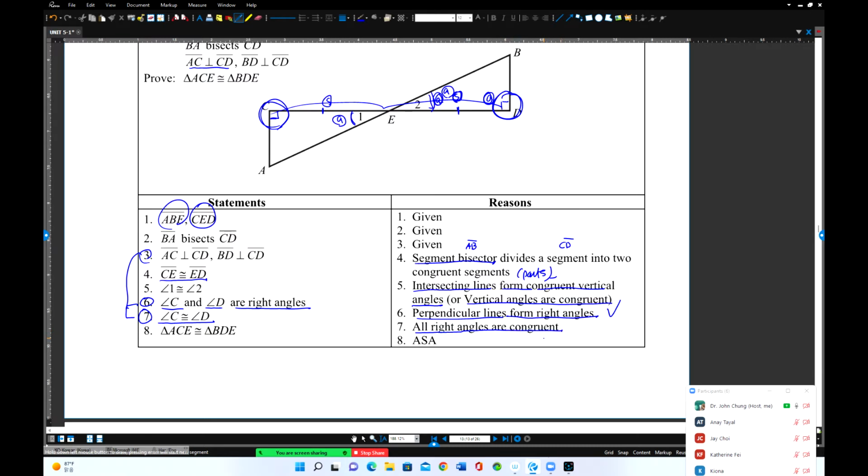Now we got everything. Angle, side, angle, right? Now we make the conclusion. Triangle ACE and triangle BDE, the other triangle, must be congruent, by what method? Angle side angle method.